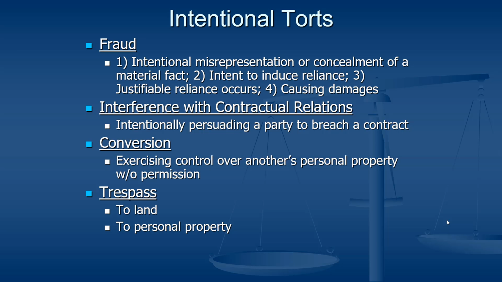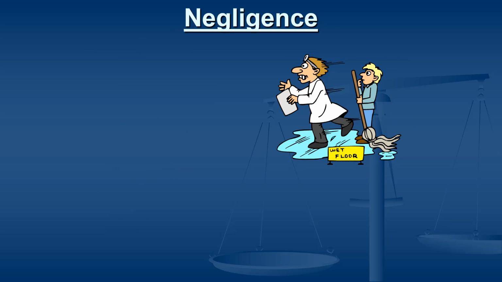A couple other intentional torts: conversion, which occurs if you exercise control over someone else's personal property without their permission. And then trespass, which I'm sure you're familiar with as far as trespass to land, when you're crossing onto or using someone else's land without their permission. And then trespass to personal property, which is very similar to conversion. You're wrongfully taking or harming the personal property of another. So that's intentional torts, and now we'll move on to negligence.